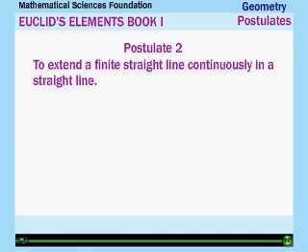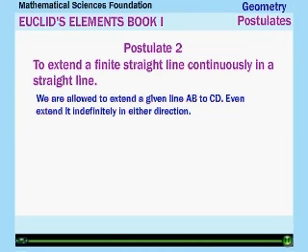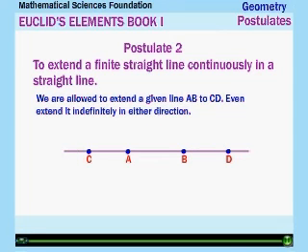Postulate 2 allows us to extend any finite straight line continuously in a straight line. We are allowed to extend a given line AB to CD. We may even extend it indefinitely in either direction.